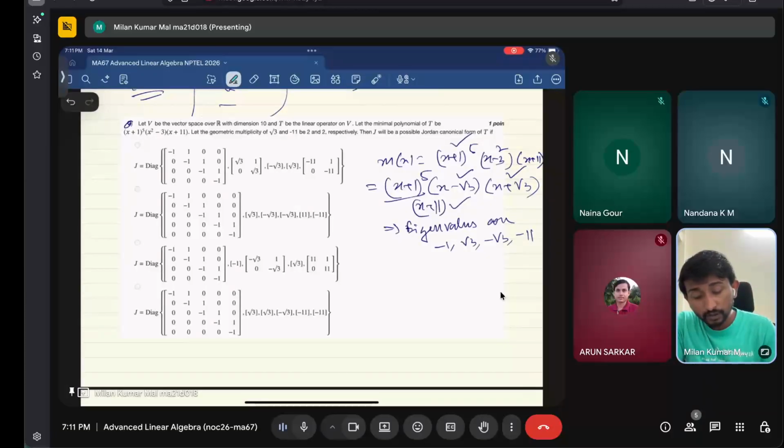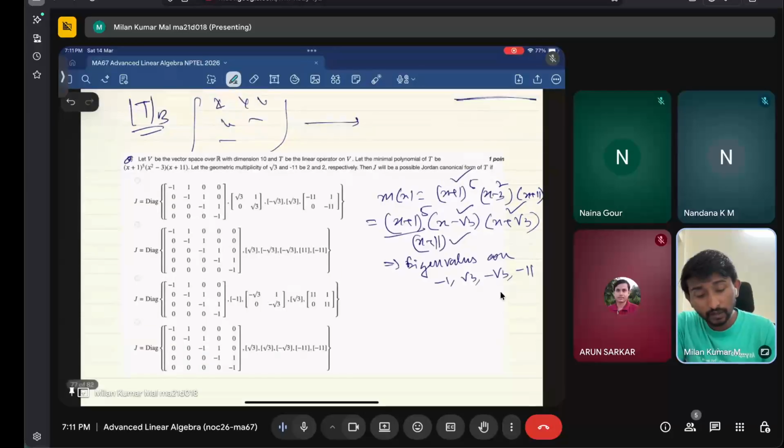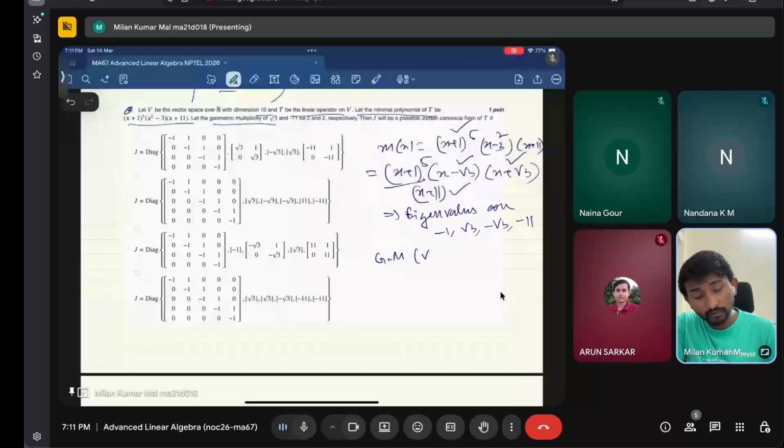So now let's see what we have. V is a vector space over R of dimension 10 and T is a linear operator on V. Let the minimal polynomial of T be this. Let the geometric multiplicity of root 3 be 2 and the geometric multiplicity of 11 be 2. So now, what is the Jordan form?